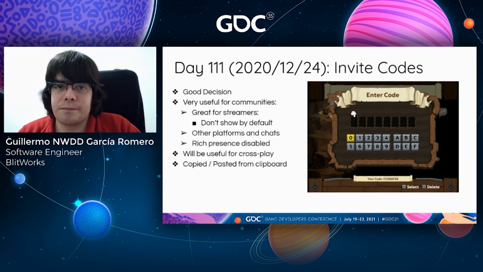Before Christmas, we also managed to squeeze in the last patch we wanted the community to have, invite codes. We believe that invite codes are a great way for communities to allow inviting through any platform, including things such as WhatsApp or people that are in offline modes. And it will also be very useful for crossplay. Two details worth mentioning are that the invite codes are automatically copied from the clipboard and pasted, and that we decided not to show the invite code by default so that streamers could keep a room private when inviting specific guests.